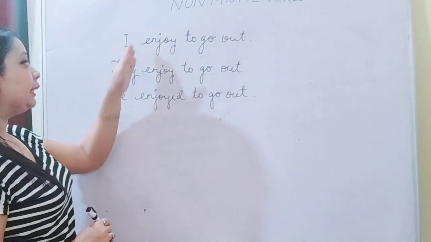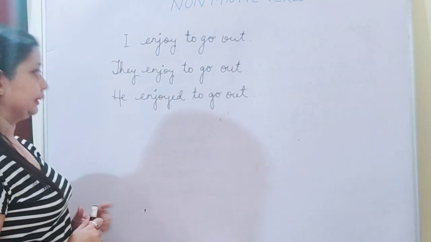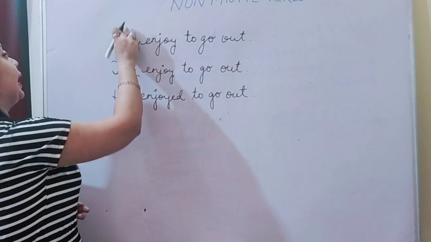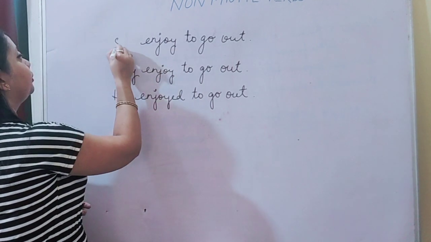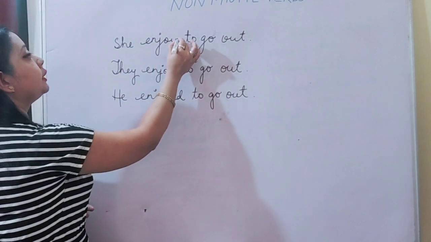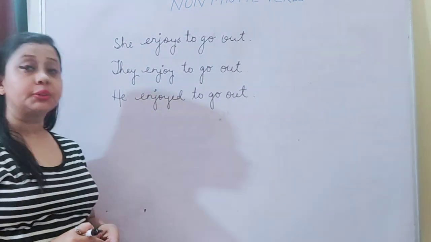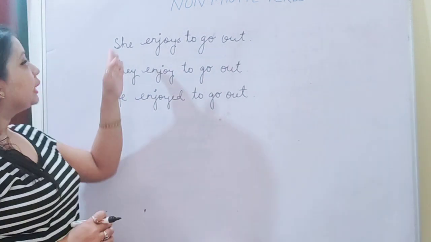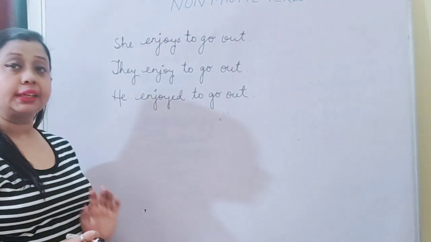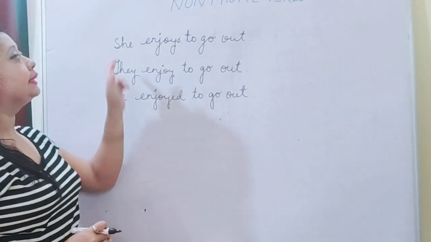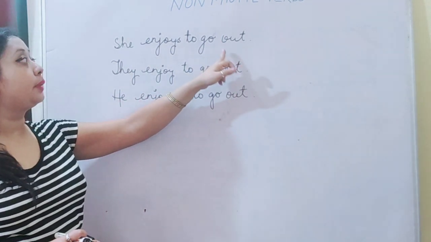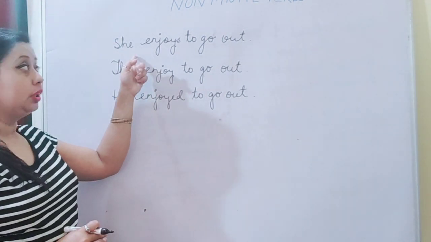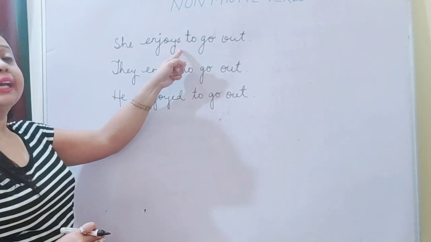Now see, in each of these sentences, in my first sentence, okay, let's do something. Let us make this as she and write down S over here. So now it will be better for you to understand. We have three different verbs here. She enjoys to go out. Here, we can understand that this sentence is in simple present tense and we have third person singular, therefore we put an S with enjoys.